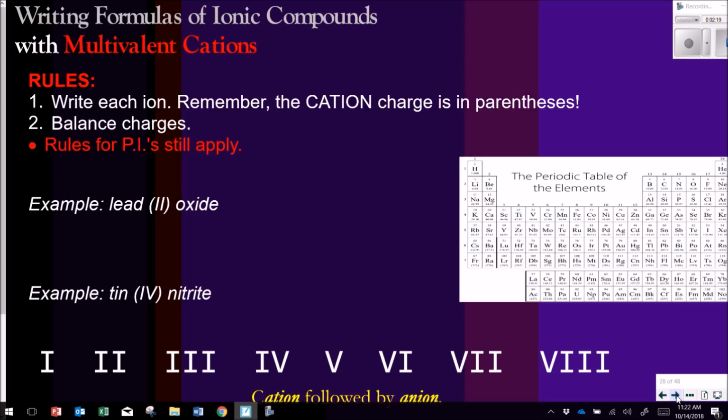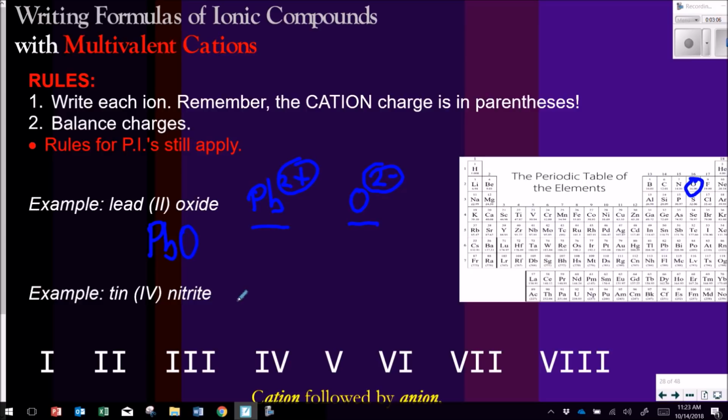First, we write each ion, and remember that the cation charge is in parentheses. So for lead(II) oxide, lead(II) is Pb with a charge of +2. Oxide comes from oxygen, so we have O with a charge of -2. Now we balance the charges. We have a +2, which balances out a -2. So my final formula is just PbO, because for each one lead ion, I need one oxide ion.